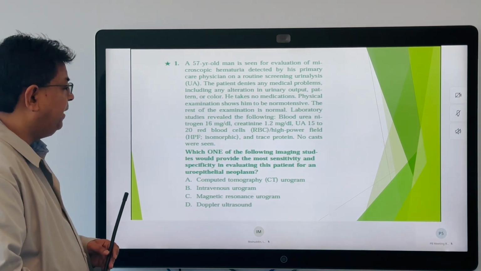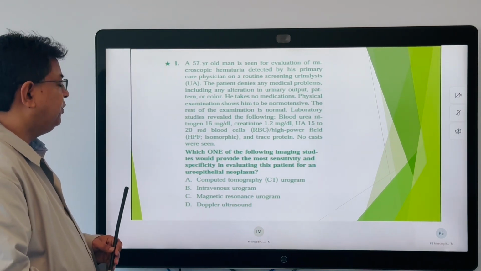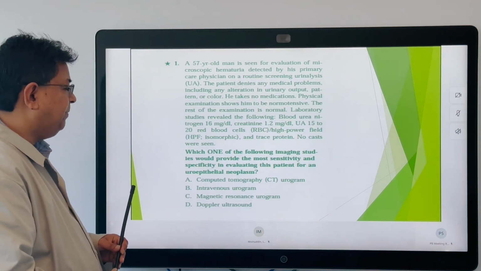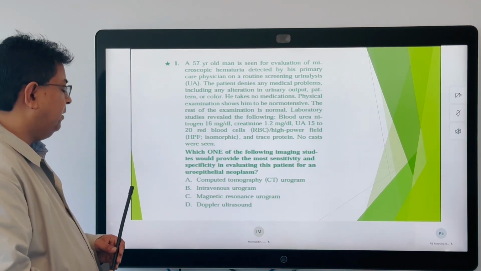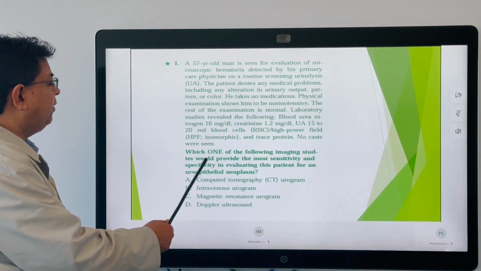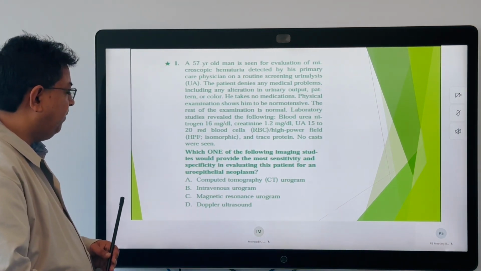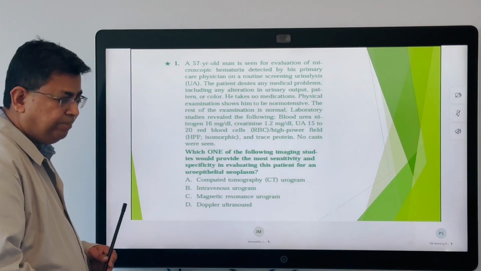Which one of the following imaging studies would provide the most sensitivity and specificity in evaluating this patient for a uroepithelial neoplasm? Computed tomography urogram, intravenous urogram, magnetic resonance urogram, or Doppler ultrasound.